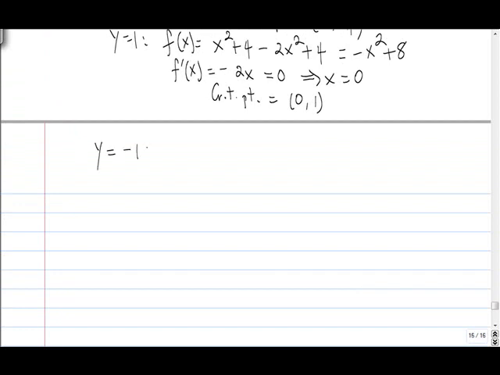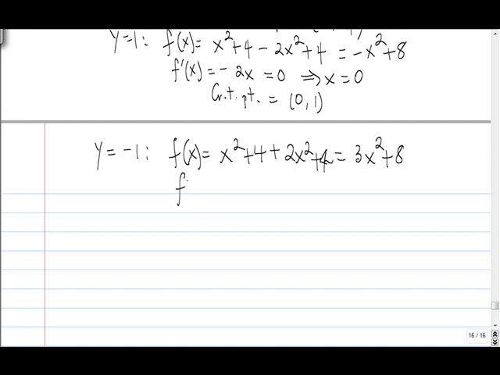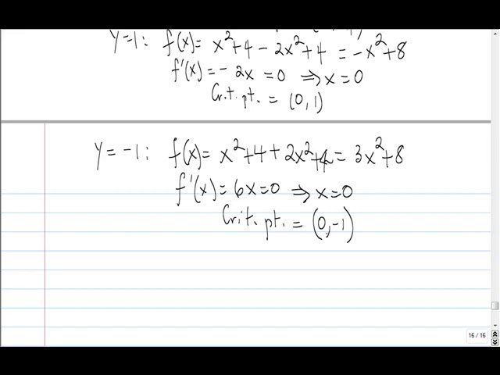y equals minus 1 gives us f of x equals x squared plus 4 plus 2x squared plus 4, which is 3x squared plus 8. So f prime of x is 6x, which is 0. So x is 0. Critical point is 0, minus 1. How many do we have so far? Wow. We have 3 critical points.